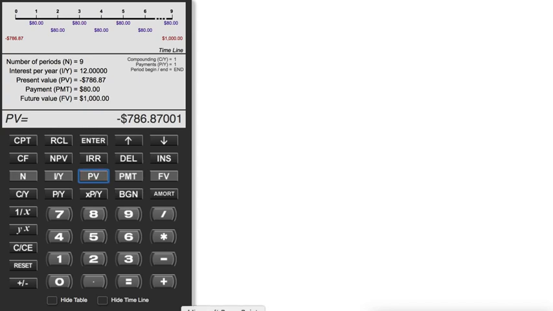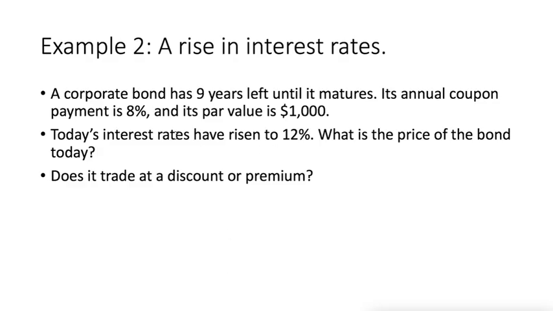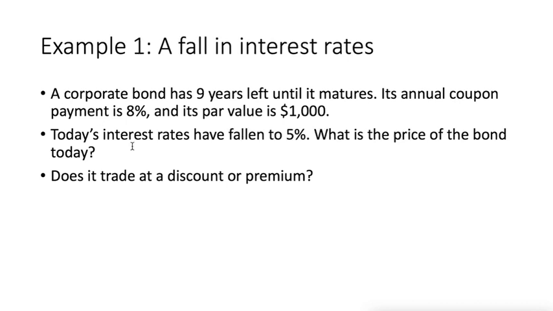So you can see between the two, when interest rates have risen, the bond price falls below its par value and it starts trading at what we call a discount. Whereas if we go back to example 1, where interest rates have fallen, the par value is 1,000, but the bond is trading above 1,000. So we would say that it's trading at a premium.